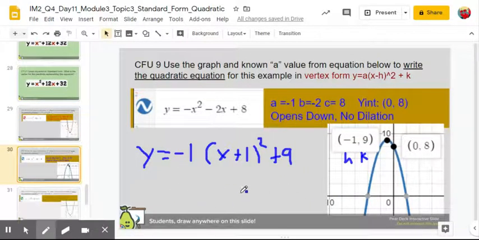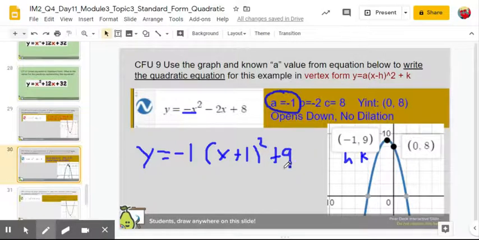All right, our next one, the vertex is negative 1 comma 9. So H is negative 1, K is 9. We know that the A value is negative 1, which you got right here. That's negative 1's the A value. So it's Y equals negative 1 times X plus 1 squared, because that's really X minus negative 1, which becomes X plus 1 squared plus 9.